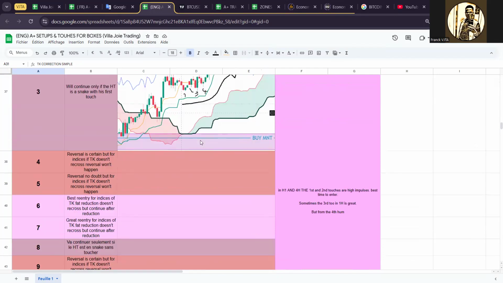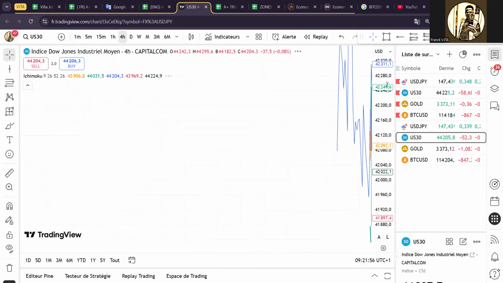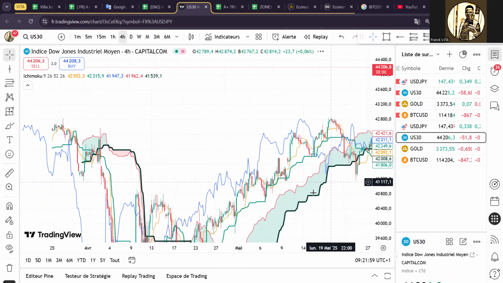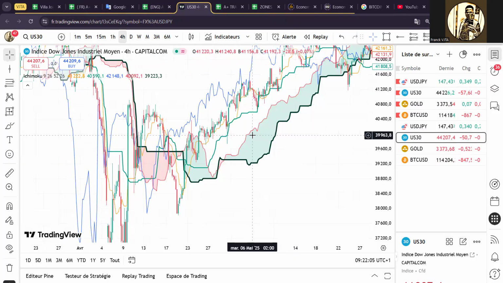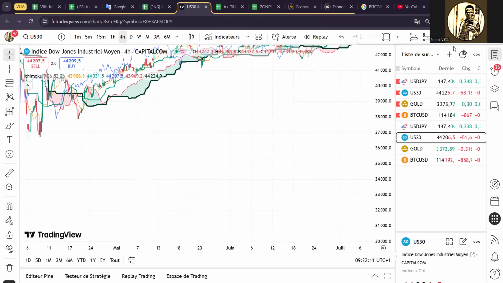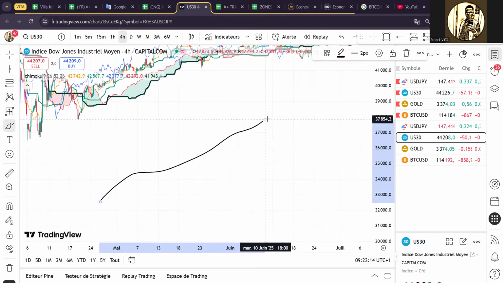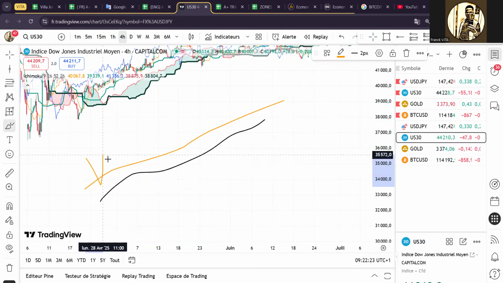And then let's now talk about the touches. Let's go on the Dow Jones, on the US30. On the US30, what I realized is that you can actually have a TK cross that has many touches like crazy. But as I repeat, let us say this is Kijun, and now this is Tenkan. And now the candle starts touching Tenkan like this. One touch, second touch, third touch.